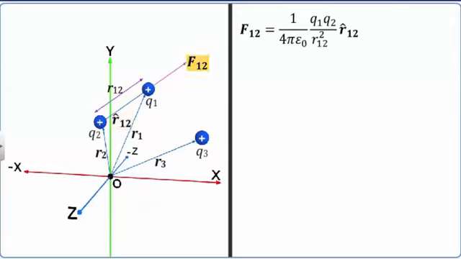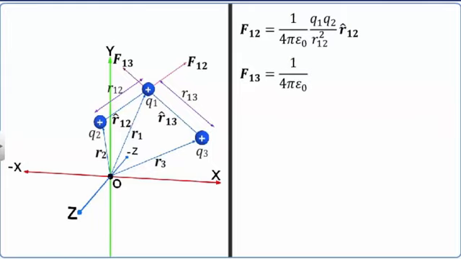F13 is the force on the charge Q1 due to Q3 and is equal to 1 by 4 pi epsilon naught into Q1 Q3 by R13 square into R13 cap. R13 is the distance between Q1 and Q3 and R13 cap is the unit vector in the direction of the force F13.